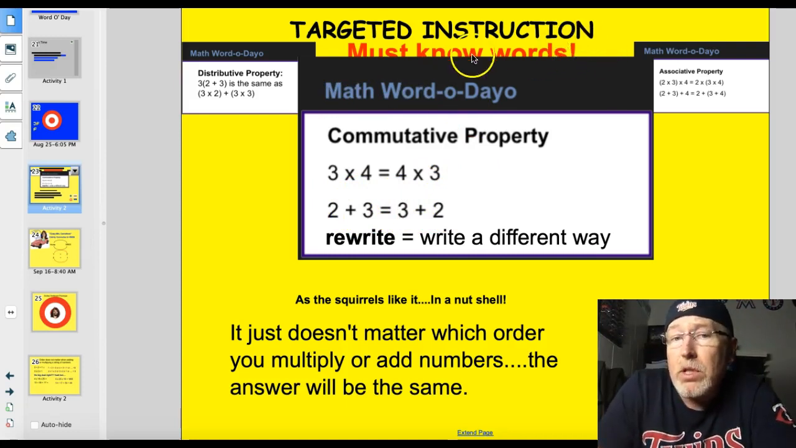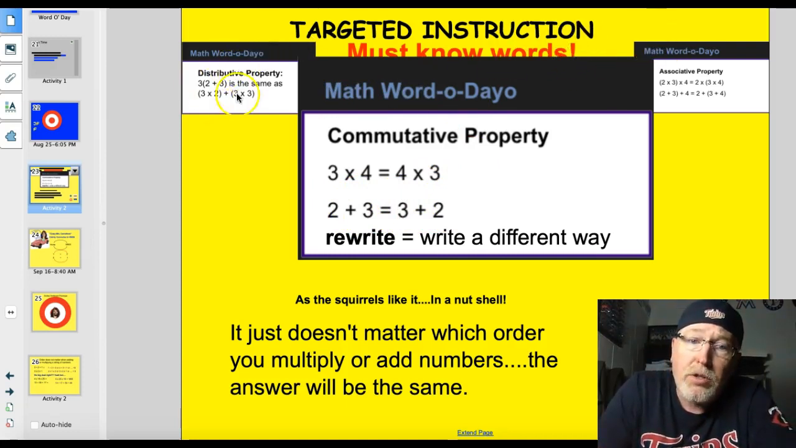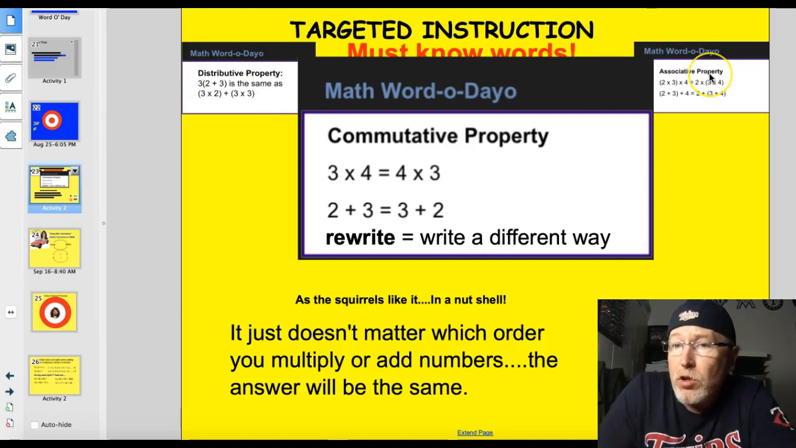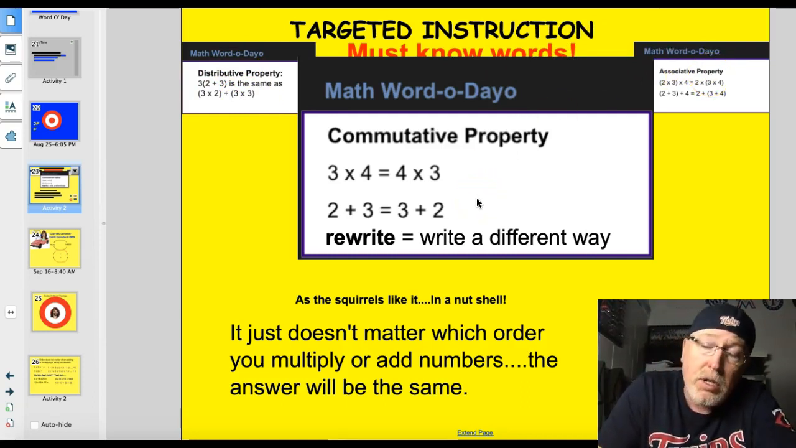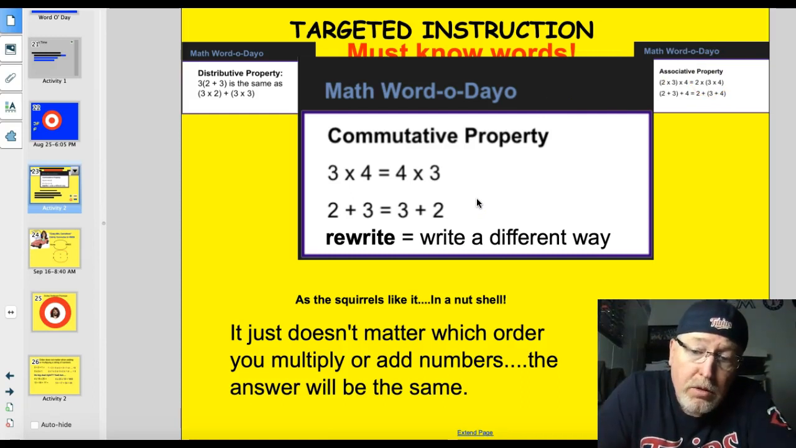The only problem that kids really struggle with on this target is the name of it, because there's also the distributive property and the associative property, which we're going to look at in the coming nights. Our goal tonight is to not just understand what the commutative property is, but to memorize that term, commutative property. I'll be using it a lot, and I think you'll figure it out.